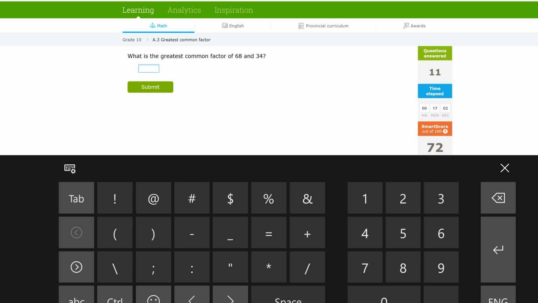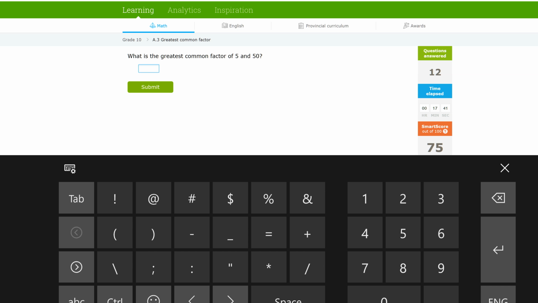Now, 68 and 34. You can notice that the double of 34 is 68, isn't it? So therefore 34 clearly divides itself. 34 divides 68. Sorry about that. 34. Excellent. And now the greatest common factor of 5 and 50.